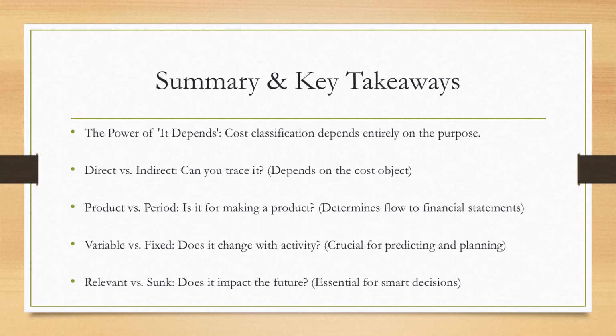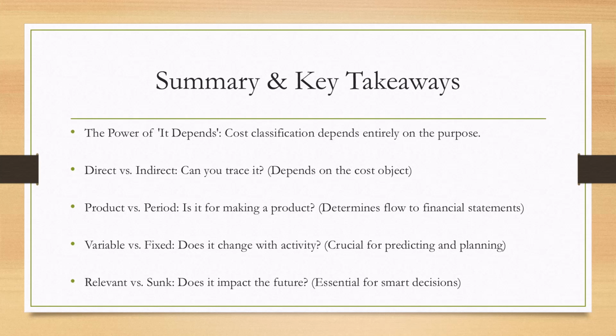So, let's summarize the key takeaways from our session today. First, the most important answer in managerial accounting is often, it depends. How you classify a cost depends entirely on the purpose of your analysis. Remember our key distinctions. Direct versus indirect asks, can we easily trace the cost to our cost object? Product versus period asks, is this cost part of the manufacturing process? This determines its flow through the financial statements.